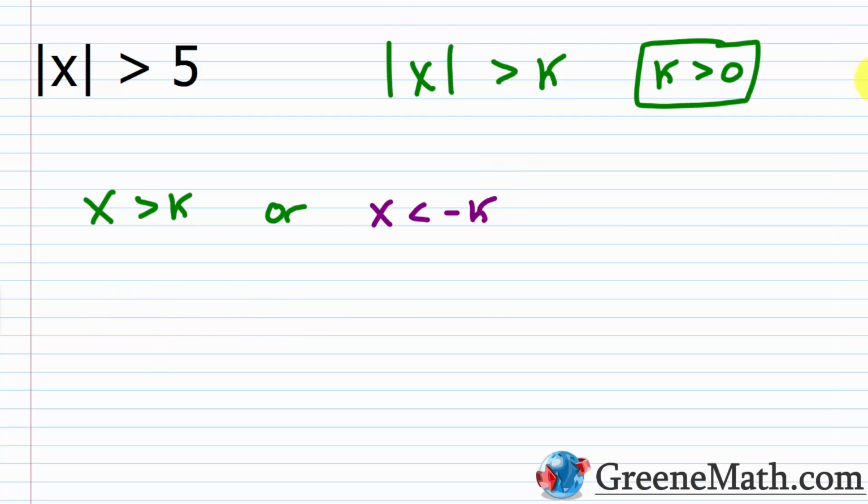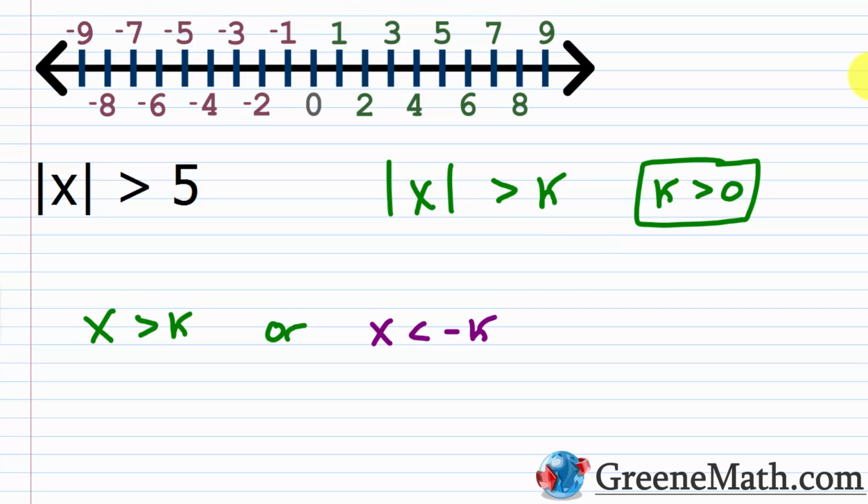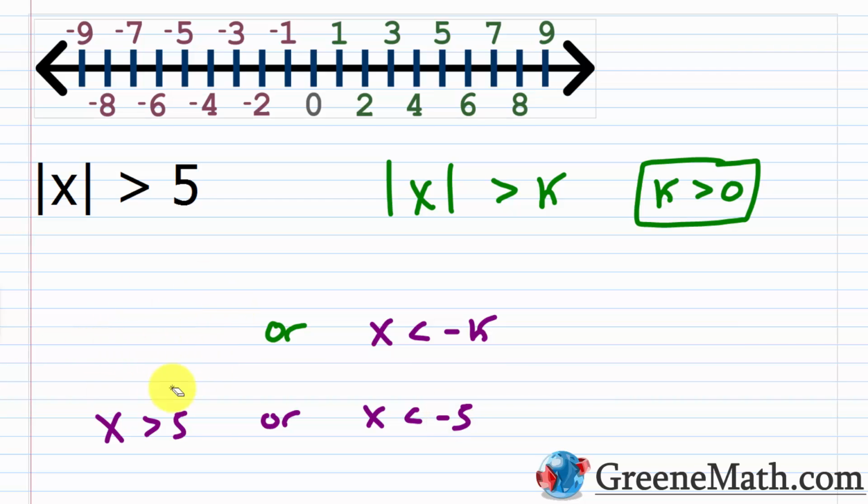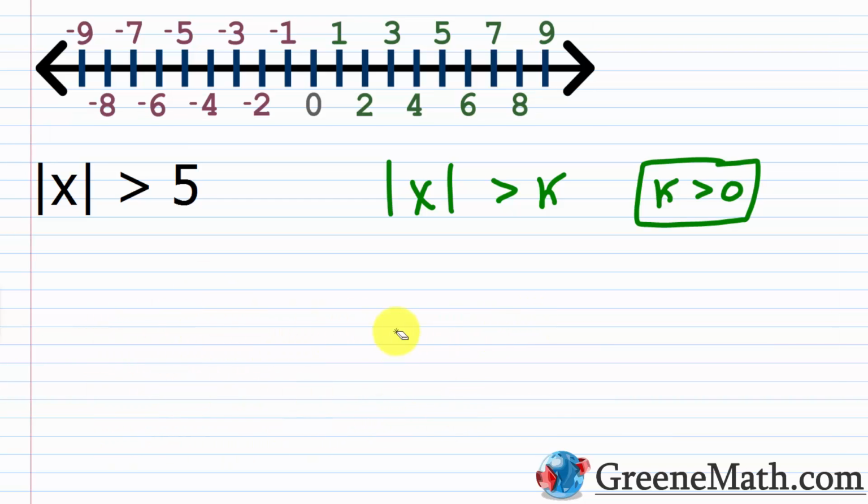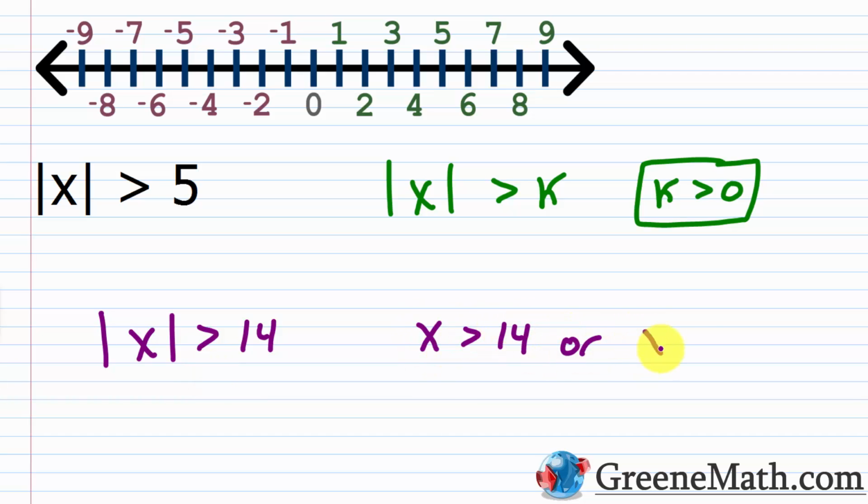And again, when we worked with this first example here, where we said that the absolute value of x is greater than 5, we got just this. x was greater than 5, or x was less than negative 5. Okay, so that's where that comes from. So if I gave you a problem, like let's say the absolute value of x is greater than 14, well then you can very quickly say that x is greater than 14, or x is less than negative 14. Okay. The first scenario, you just remove the absolute value bars. So in this case, it would just be x is greater than 14.